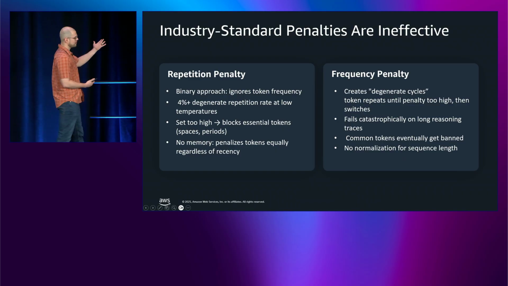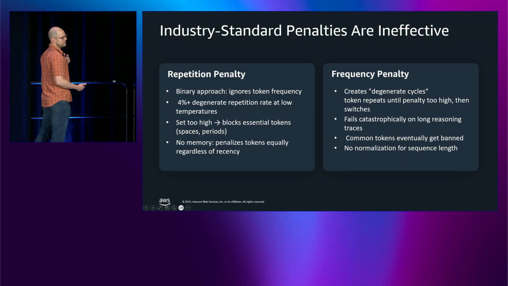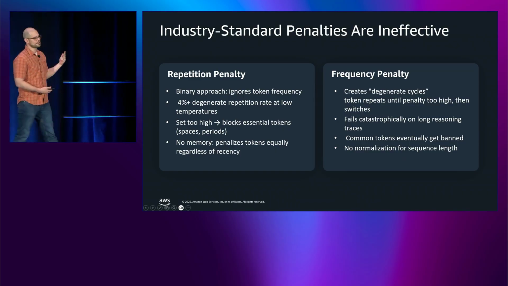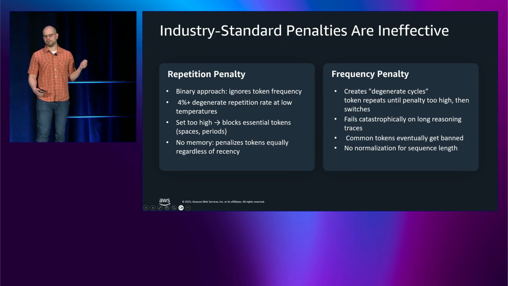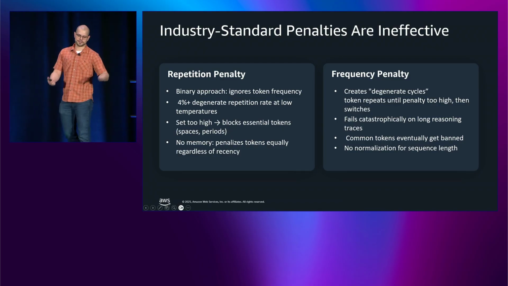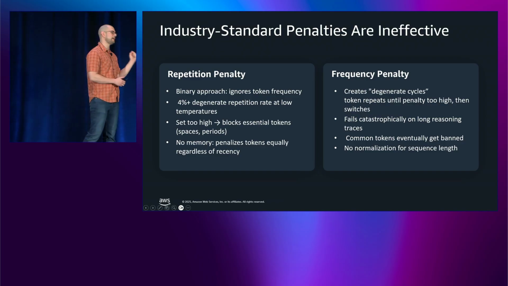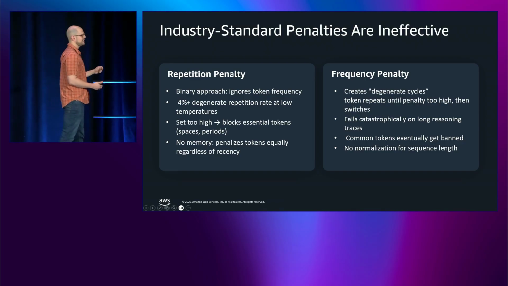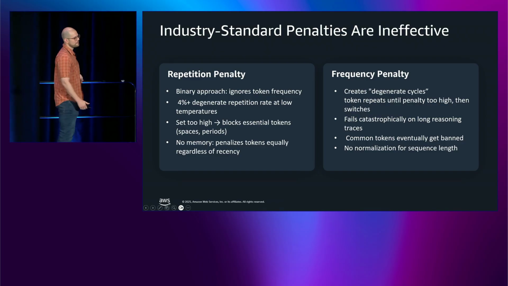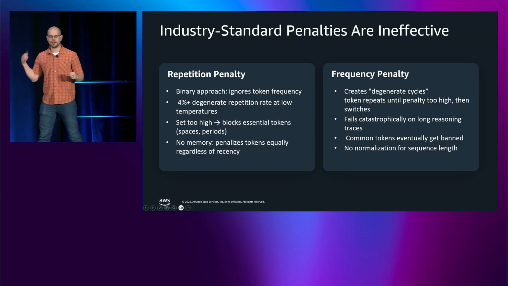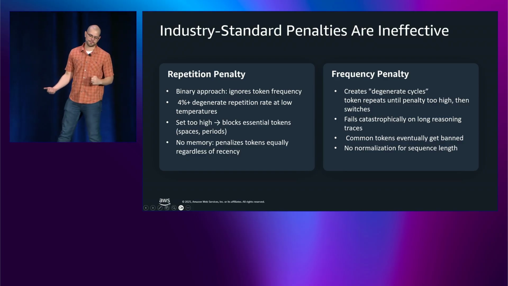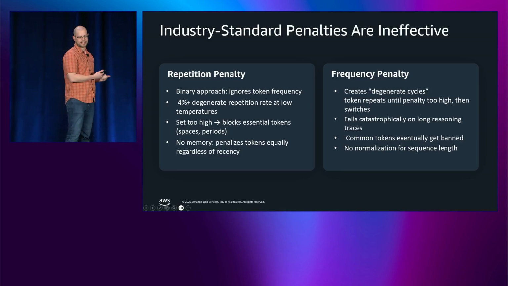As I mentioned, there are already industry standard penalties that you can find in standard inference APIs, the repetition penalty and the frequency penalty, but neither of them fully solves the problem. So what is the repetition penalty? You can think of it as a binary approach, which basically says, if the token already appears in the generation, I'm going to downsample and make it less likely for that token to appear again. This basically entirely ignores token frequency. It's a very crude metric.